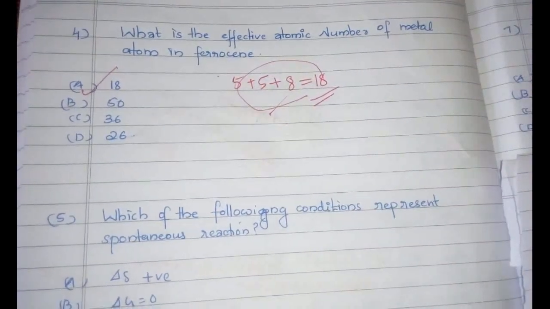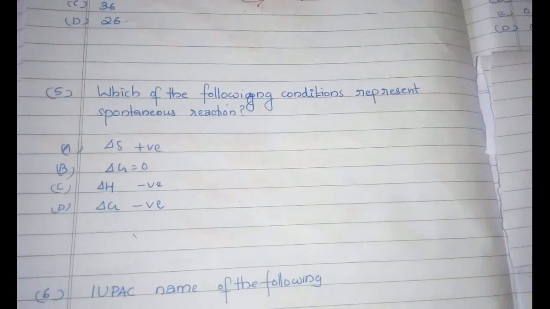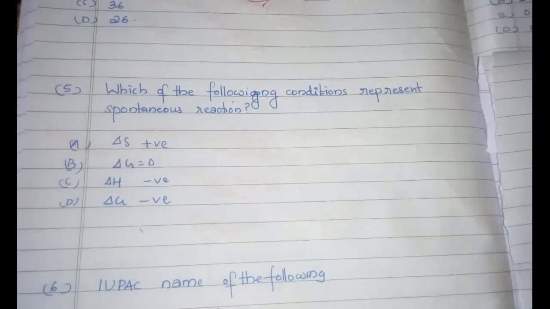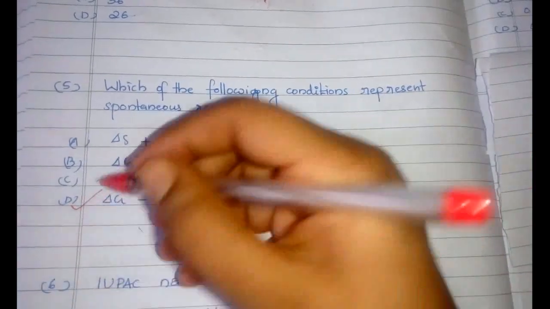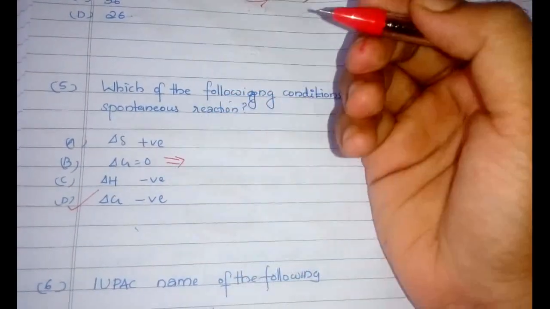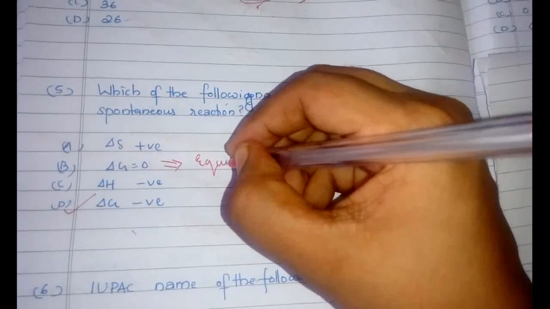Now I'll go to the next question. This is a very simple, classically repeated question. What is the condition for a spontaneous reaction? For a spontaneous reaction, delta G should be negative. And what about delta G equal to 0? This is equilibrium.